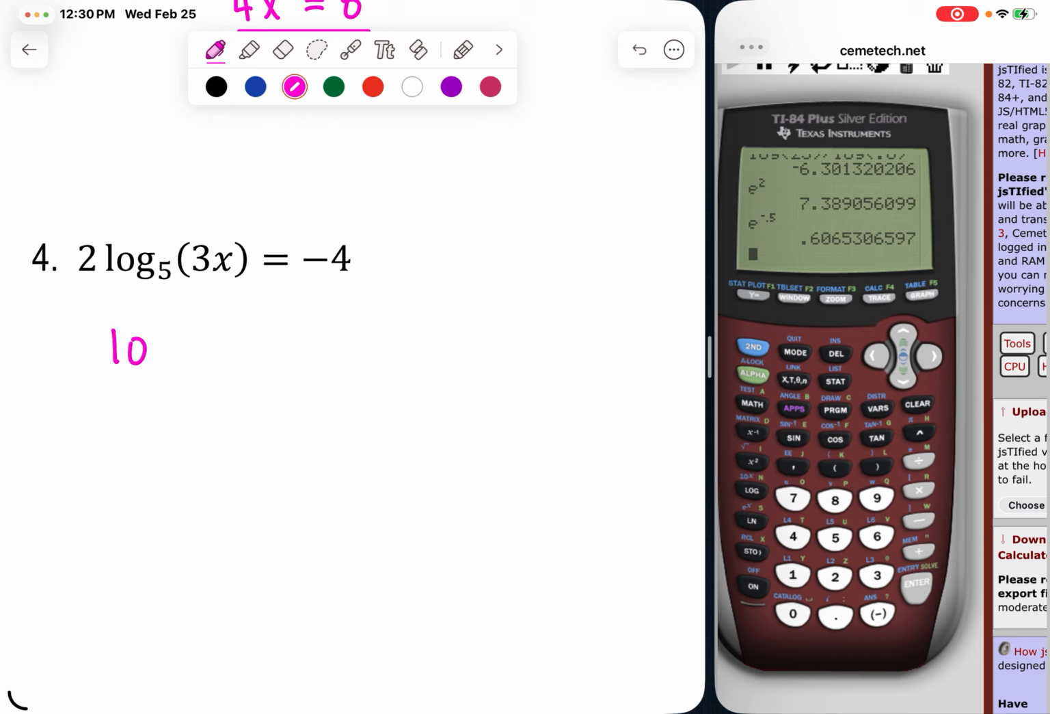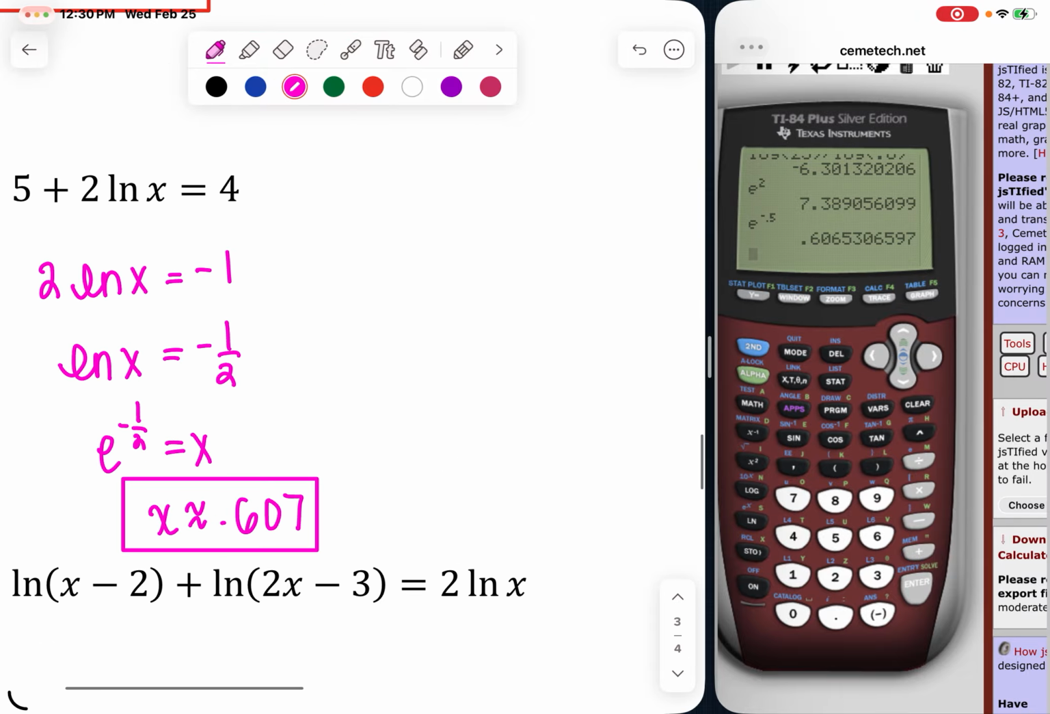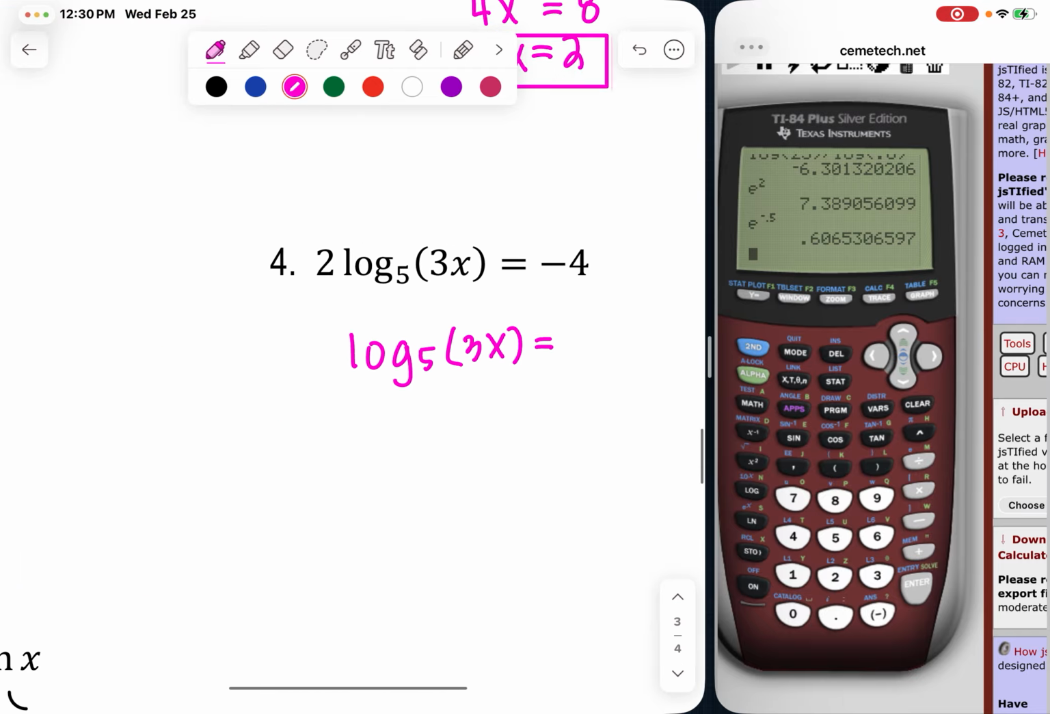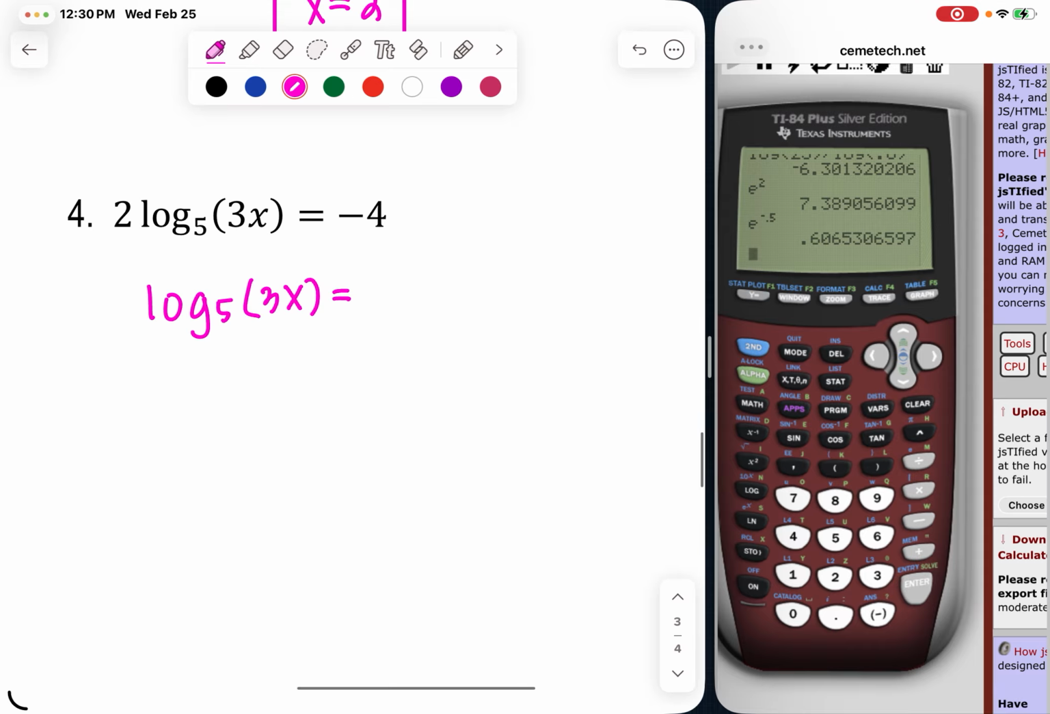So I have log base 5 of 3x is equal to, divide both, I forgot to check my answer. And that would be positive, good. If it was negative, I'd be like, not possible, or that's not a solution. Divide both sides by 2, I get -2.